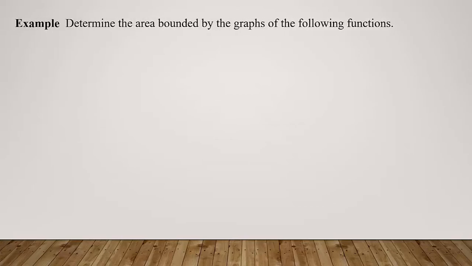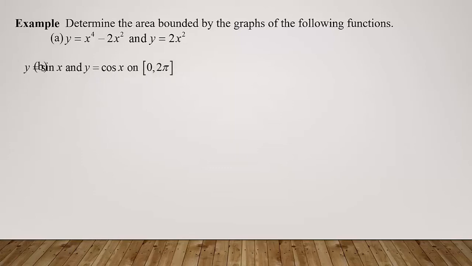Continuing on, let's look at another example. We're going to determine the area that's bounded by the graphs of the following functions. In part A, the functions are y equals x to the fourth minus 2x squared and y equals 2x squared. Part B, y equals sine x and y equals cosine x, on the closed interval 0 to 2 pi. As always, get this written into your notes because I'm going to head off to the chalkboard and work through both parts of this example.